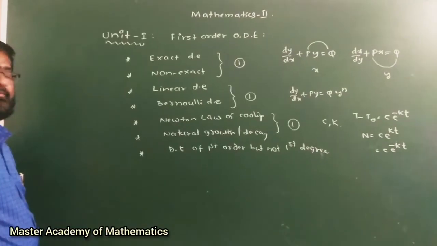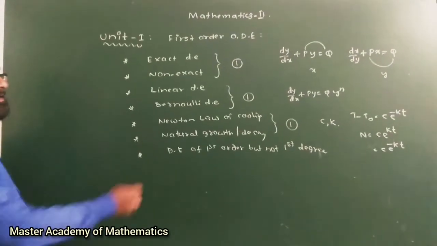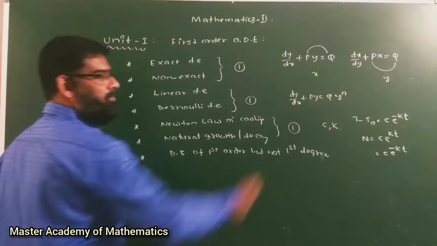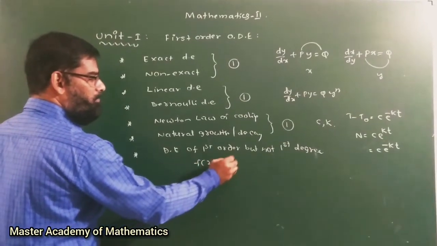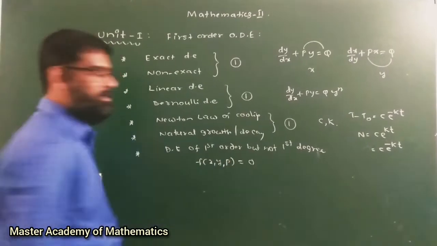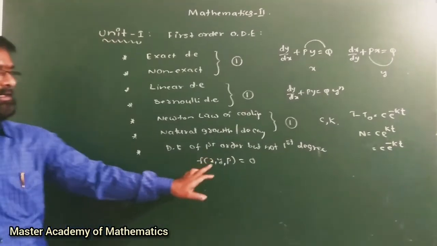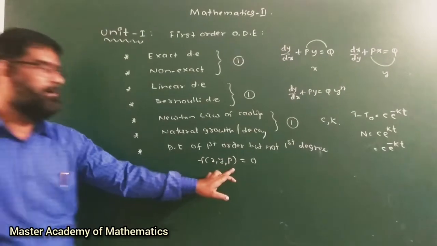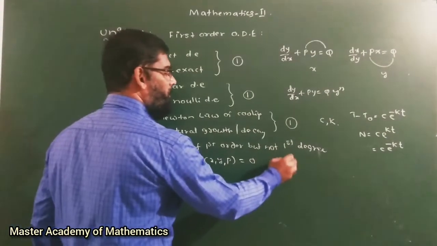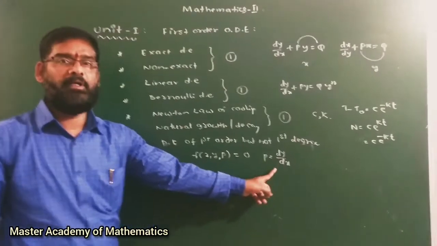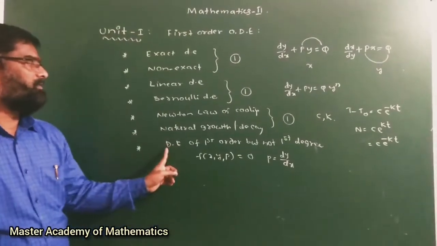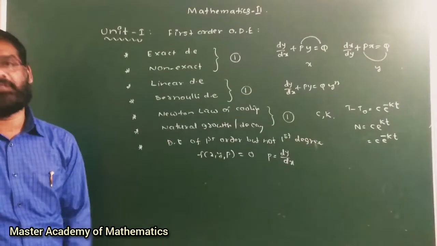Okay. Now coming to the last and final, it is differential equation of first order but not first degree. Generally it is denoted like f of x comma p, y comma p equal to 0. That means it is a function involving x, y, p. Here p stands for dy by dx. So any expression involving this type of p comes under differential equation of first order but not first degree.